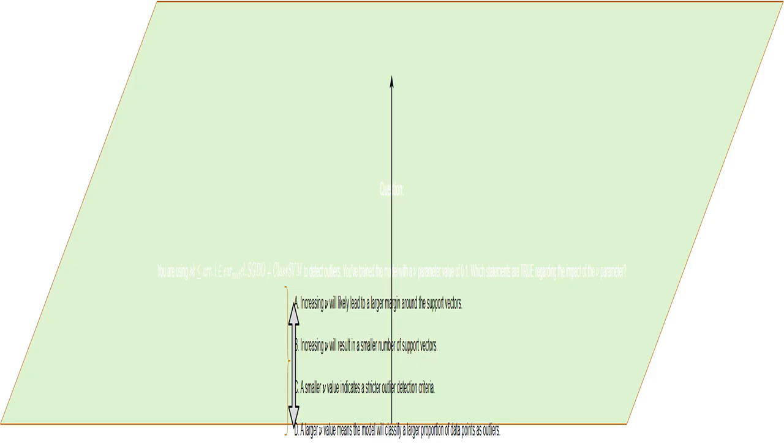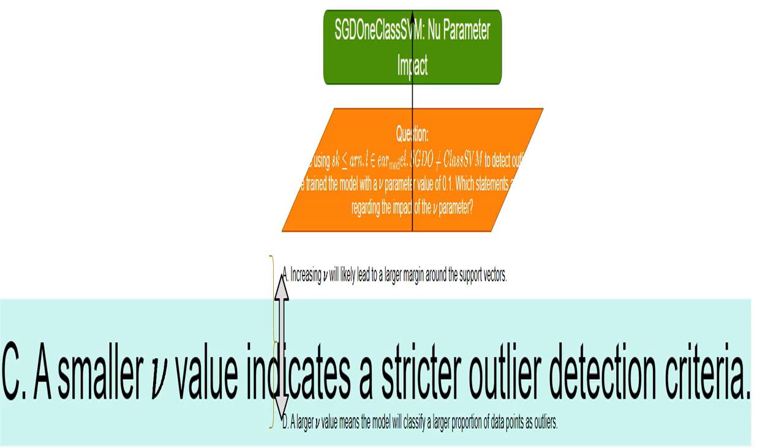We're using the SGDOneClassSVM, stochastic gradient descent one-class support vector machine, from the Sklearn library to find outliers. The NU parameter, set to 0.1, is the star of the show. Imagine a smaller NU value. I interpret this as a higher bar for identifying outliers.